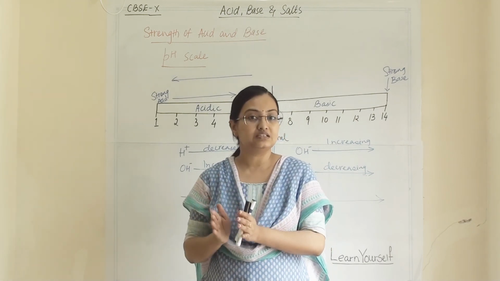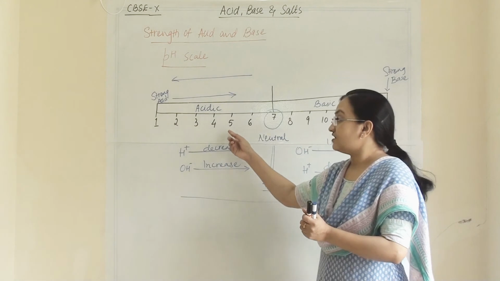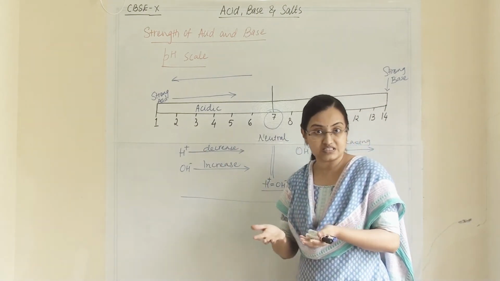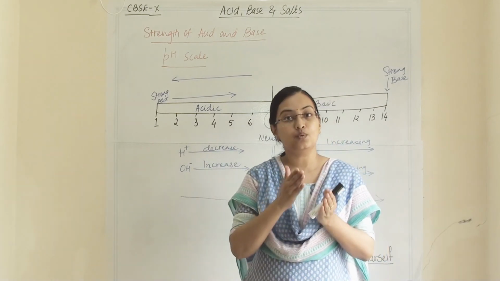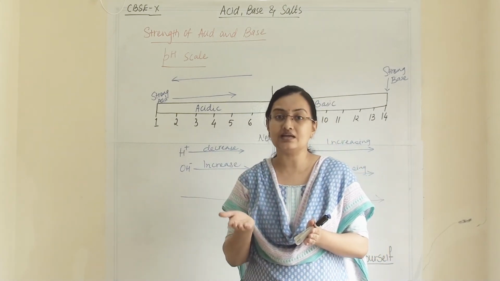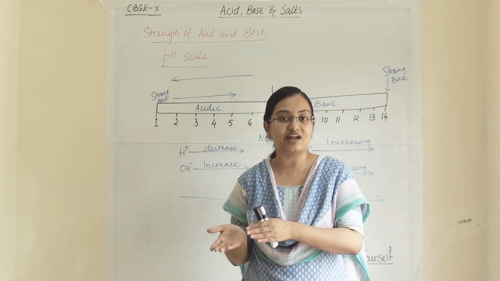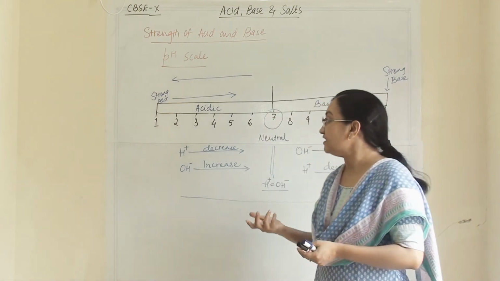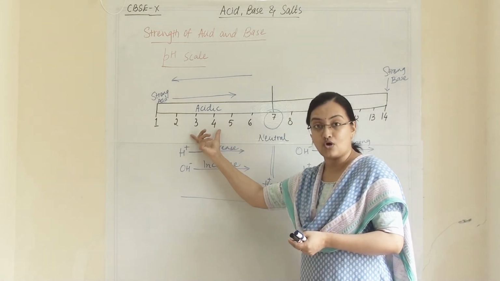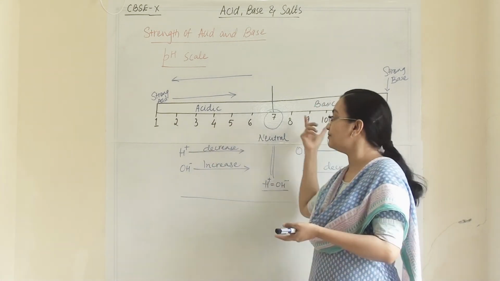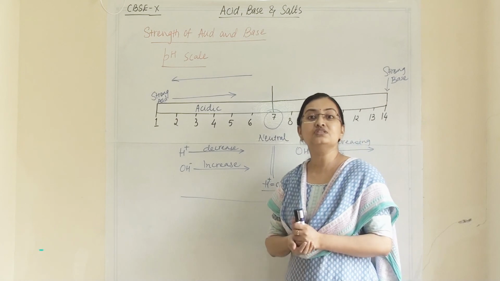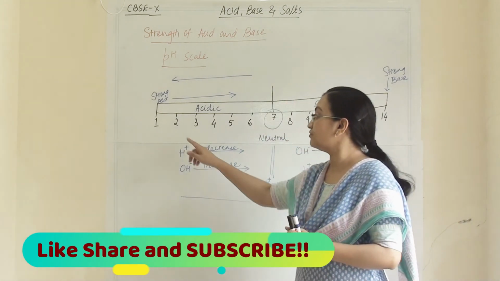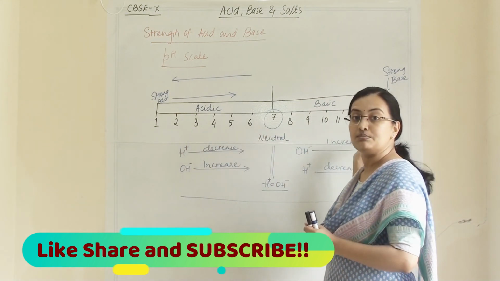So we can check the acidic and basic character of a solution through the litmus test. You know that when blue turns red, it is an acidic solution. When red turns blue, it is a basic solution. But when we need to check the strength of an acidic or basic solution, we use a universal indicator. And that universal indicator will work throughout the pH range.